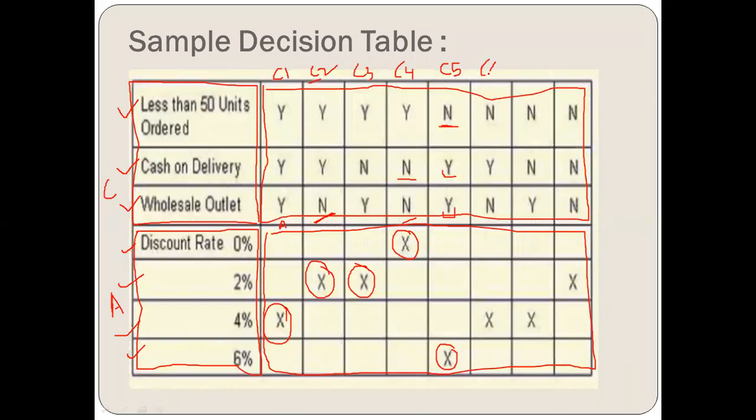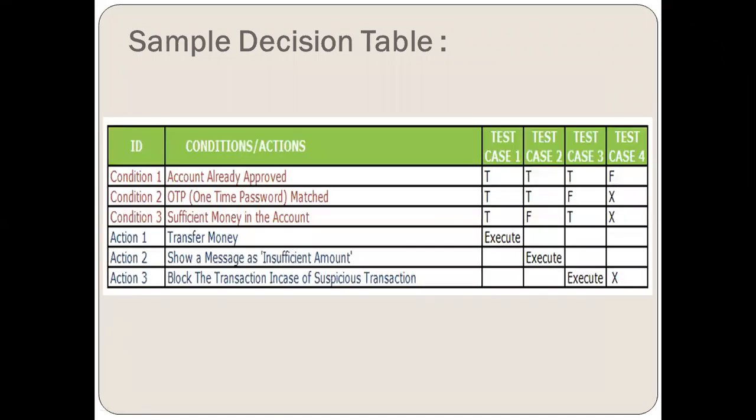Then sixth condition says 50 units ordered, no. Less than 50 units, no. Cash on delivery, yes. Wholesale outlet, no. Then 4% discount, and so on and so forth. So this is how a decision table is defined for a specific set of conditions or causes, and according to those, a set of actions are taken. Now let's take one more example to give a clearer picture about this.